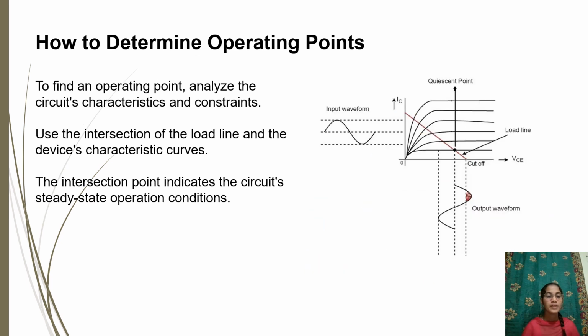How to determine operating points? To find an operating point, analyze the circuit's characteristics and constraints. Use the intersection of the load line and the device characteristic curves. The intersection points indicate the circuit's steady state operation conditions.